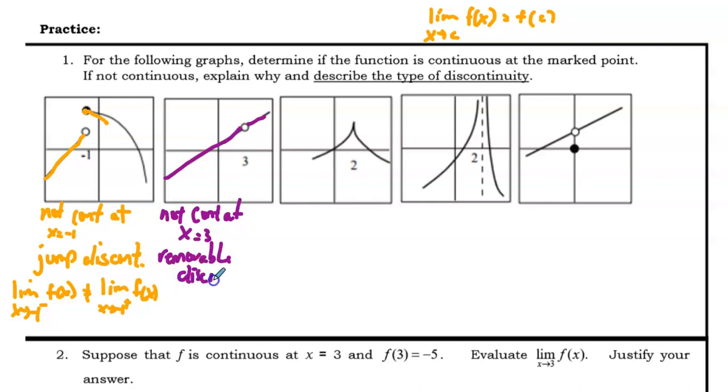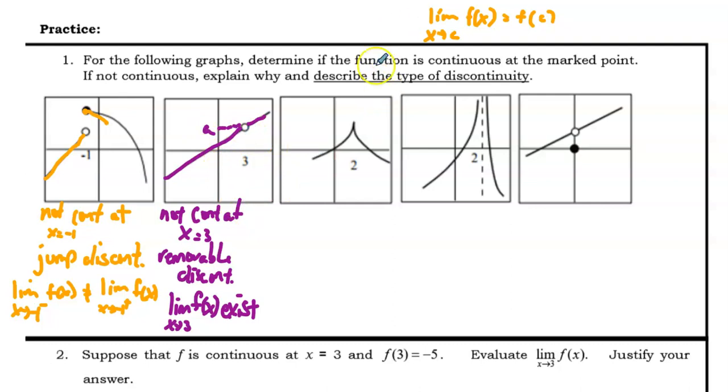discontinuity. And the good thing about removable discontinuity that is different from the other types of discontinuity is that the limit as x approaches 3 of f of x will exist. It will exist at whatever this value here is, and we'll call that a. So it's going to be equal to whatever a is. So there we go with that.